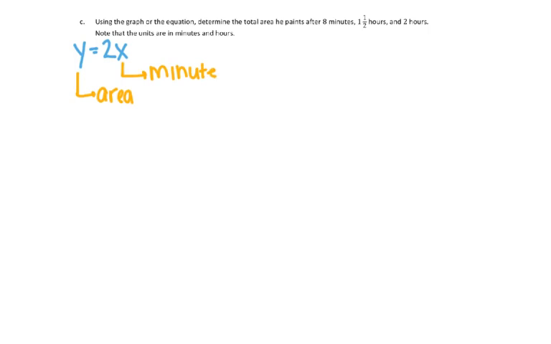So we're going to take a look at this, and this is just information that they told us in that very first problem. So let's take a look at this question. It says, using the graph or the equation, determine the total area he paints after 8 minutes, 1.5 hours, and 2 hours. Note that the units are in minutes and hours.